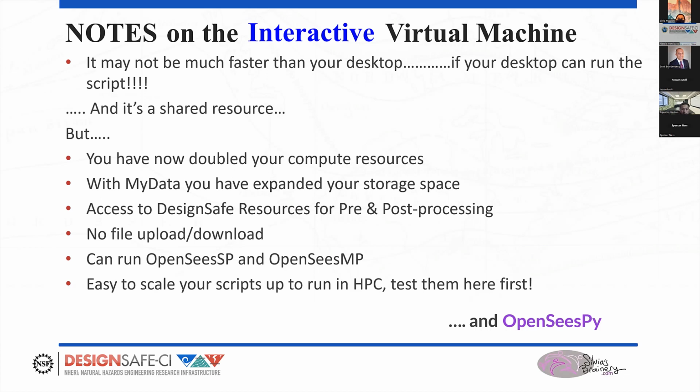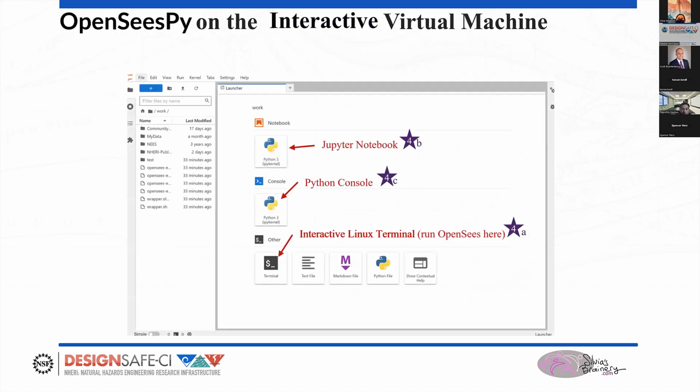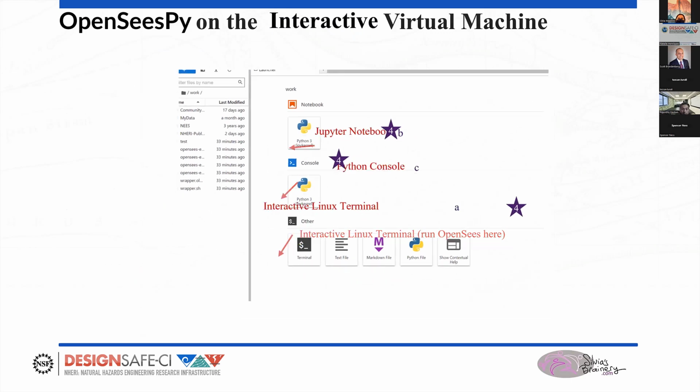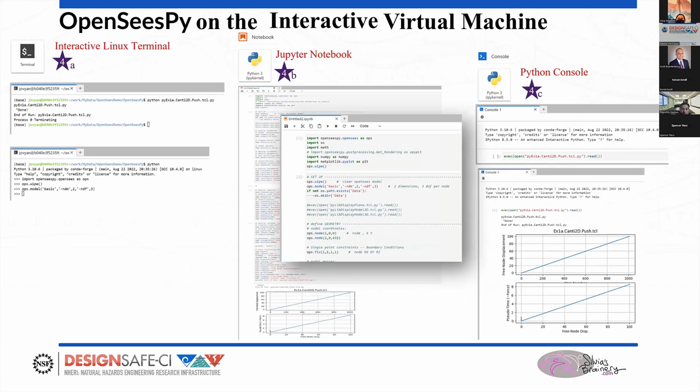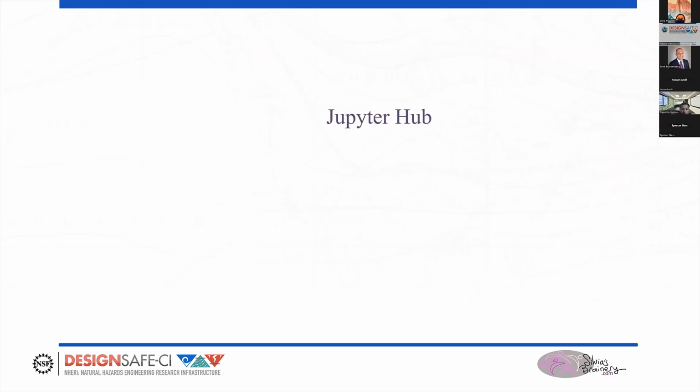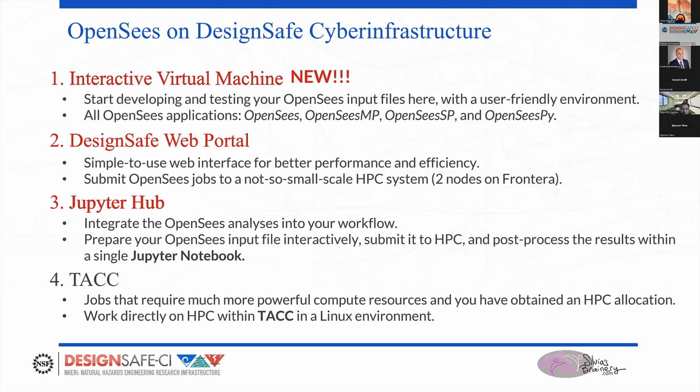And remember, on the virtual machine, you can also run OpenSeesPy. And as I've mentioned already, you can do it in the Jupyter Notebook as well as the Python console and in the terminal. And so you can do different things. The console is kind of nice. That's on the right-hand side. It even has the graphics. The terminal won't show you the graphics. Or you can do some nicely formatted Jupyter Notebooks as well. So you can upload your own Jupyter Notebooks if you want and run OpenSeesPy there if you want. Okay. And this can also be run, of course, on the Jupyter Hub, which brings us to the next resource.